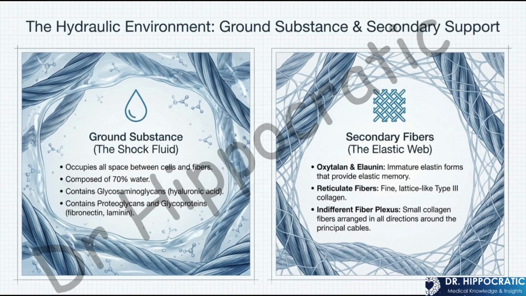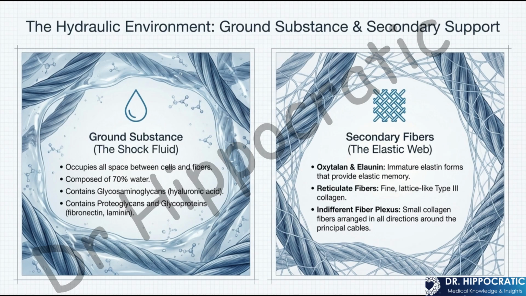Wow. But within that fluid airbag, you also have secondary fibers acting as a specialized elastic web. You have oxytalan and elaunin, which the source notes are immature forms of elastin. Think of those like the elastic waistband in your sweatpants. They give the tissue elastic memory. Exactly. After that heavy bite stretches everything out, the oxytalan and elaunin ensure the ligament snaps perfectly back into its original shape.